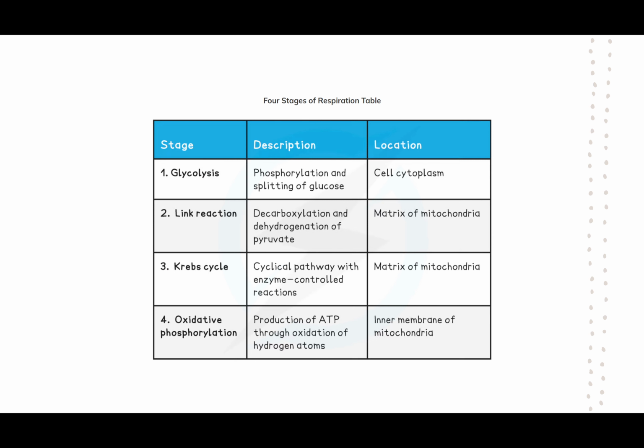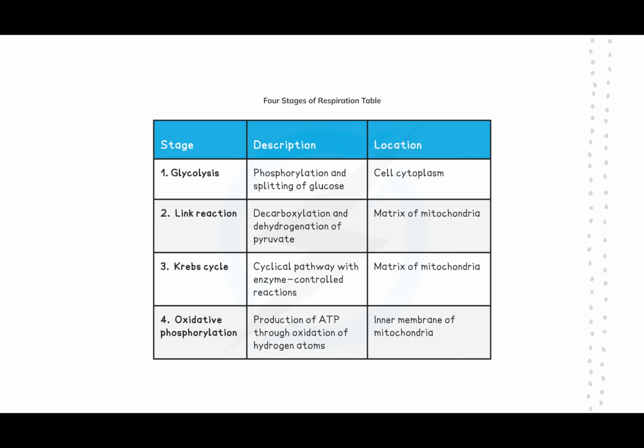Within the matrix of the mitochondrion, we're going to have the link reaction. We have the decarboxylation and dehydrogenation of pyruvate. Then again within the matrix of the mitochondria, we're going to have the Krebs cycle, or the tricarboxylic acid cycle, the cyclic pathway with enzymes that control these reactions. And then within the inner membrane of the mitochondrion, we're going to have our oxidative phosphorylation, the production of ATP through oxidation of hydrogen atoms, which is a form of chemiosmosis as well.